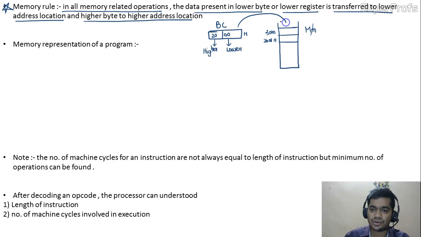Suppose this data is going to be transferred in the memory. It means that the lower byte data would be transferred at the lower address, and the higher byte data would be transferred to the higher address. Similarly, the inverse is also true, that is, the lower address data would be transferred to the lower byte, and higher address data would be transferred to the higher byte. This is known as the memory rule.